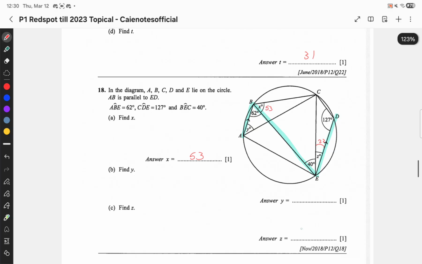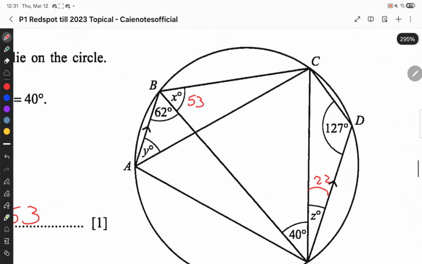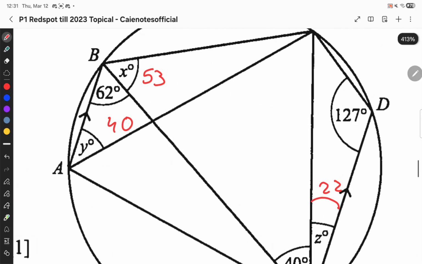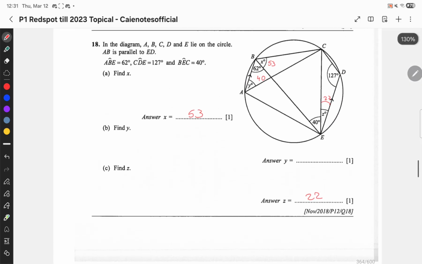Next, we need to find the last angle y. Let's look at it carefully. 53, like so. How is this made? This is made by BC. What other angle is made by BC? Yes, angle E. So we can do it for E. Why? Because they lie on the same arc.